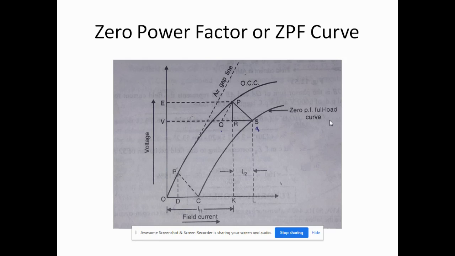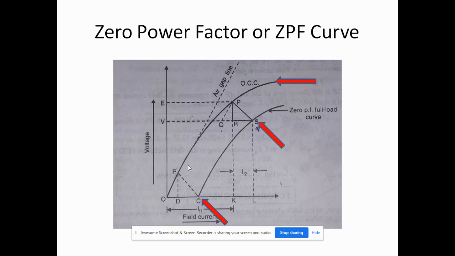Next, after knowing the open circuit characteristics curve, we will discuss how to draw Z.P.F curve or zero power factor curve. So in this diagram, we are getting the OCC line here. The red mark will symbolize the OCC curve. Then in second case, we need to draw Z.P.F curve. For Z.P.F curve, we need to find out 2 points. One is point C and second one is point S.